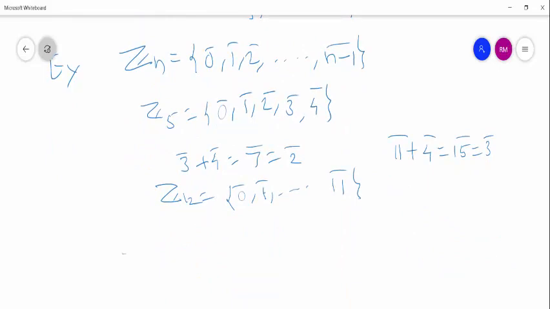Note that Zn is denoted like this. This is a group under the binary operation addition.